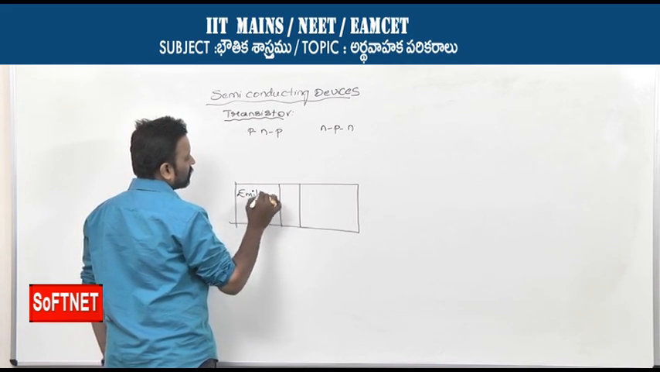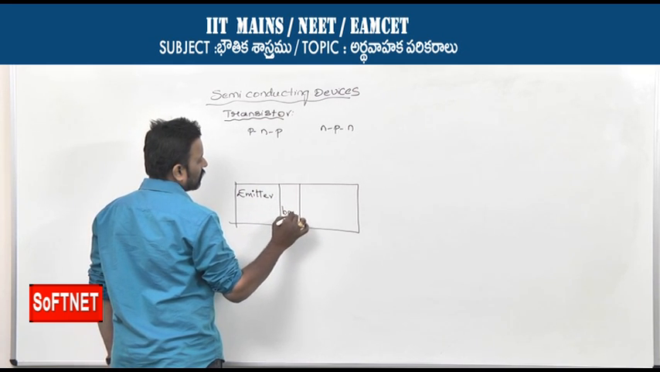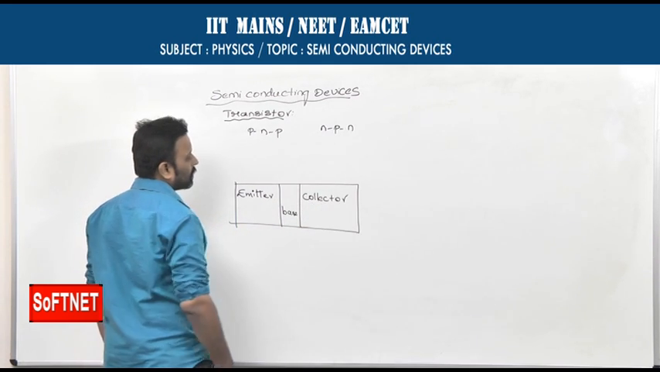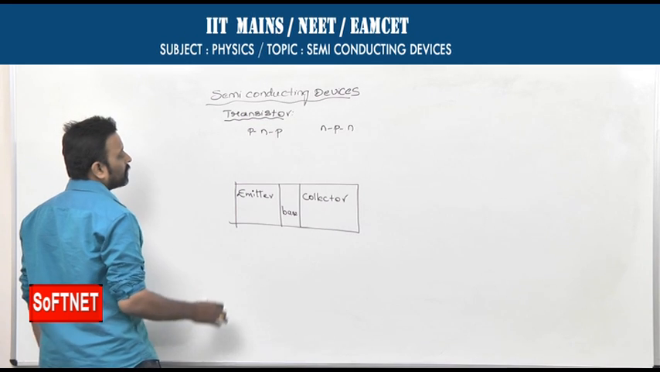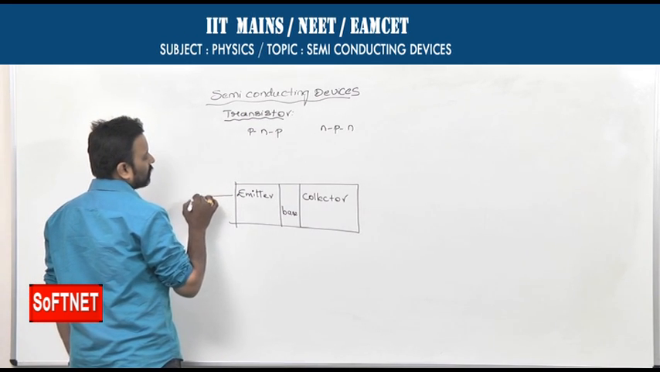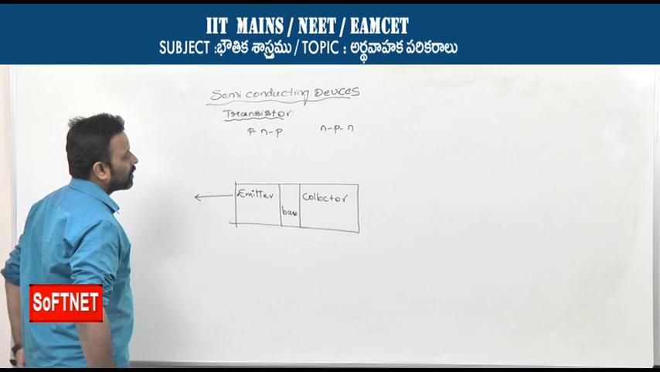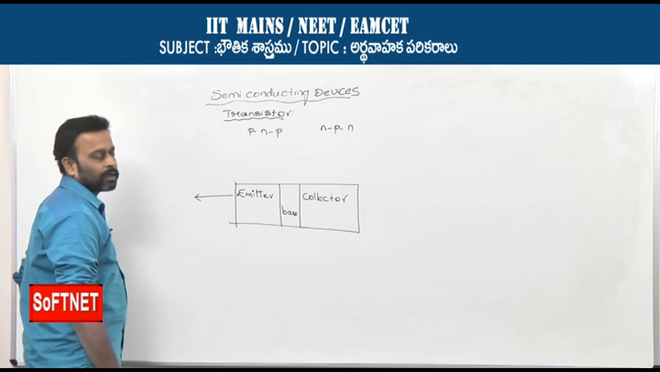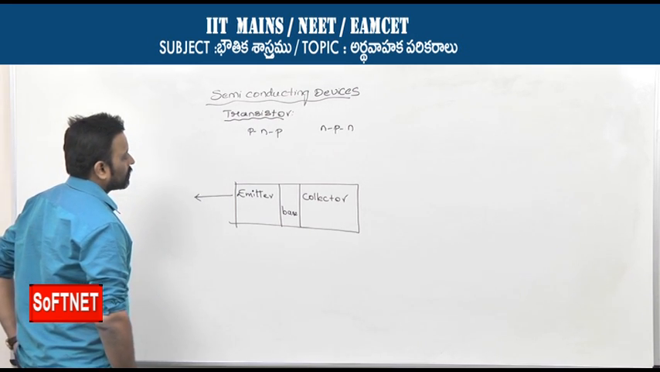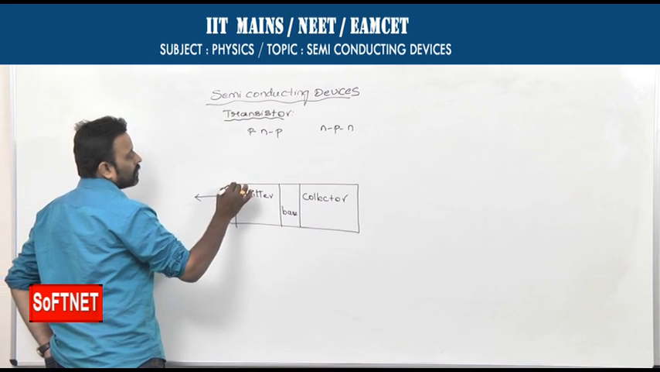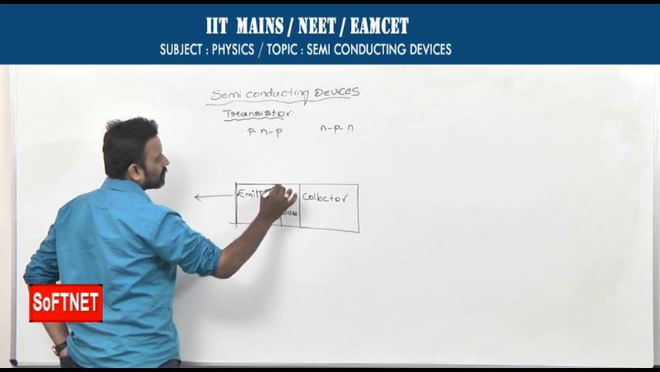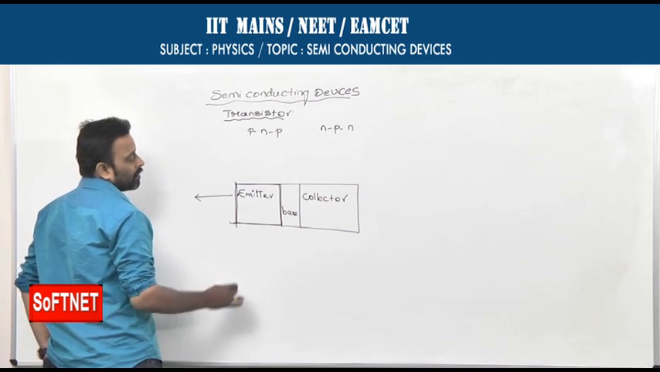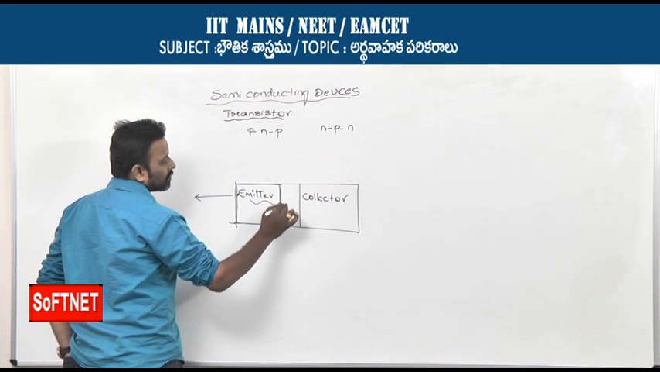One is emitter, another is base, the last is collector. First, emitter. One end of the transistor, which is a heavily doped region that gives the charge carriers, either electrons or holes, is called emitter. This is a heavily doped region consisting of the maximum number of impurities, like electrons or holes, that gives the charge carriers to the base.